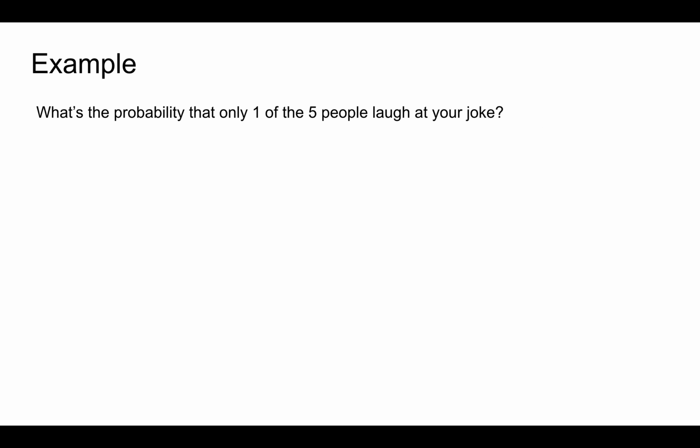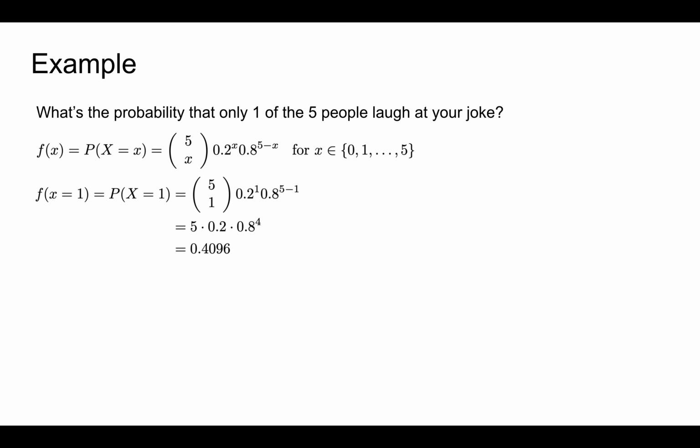We can now apply this result to learn about x. First, what's the probability that only one of the 5 people laugh at your joke? To calculate this probability, we can evaluate this PMF that we just derived on the previous slide. We can evaluate it at x equals 1. That is, the probability that only one person laughs at the joke is 5 choose 1 times 0.2 to the first power times 0.8 to the 5 minus 1. And doing some math gives us our final result. There's a relatively high 40.96% chance that only one of the 5 people will laugh.